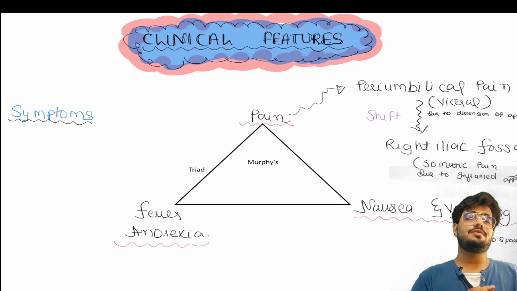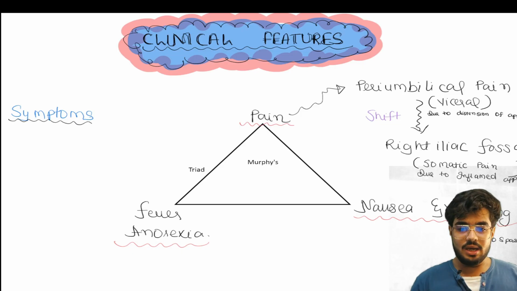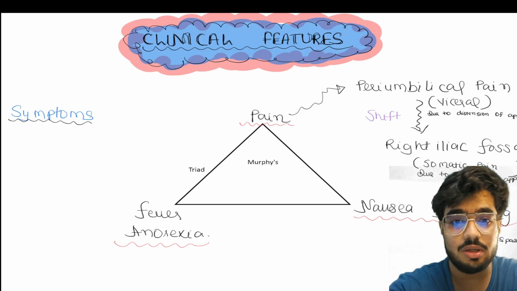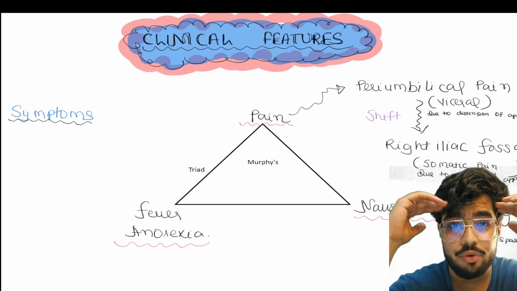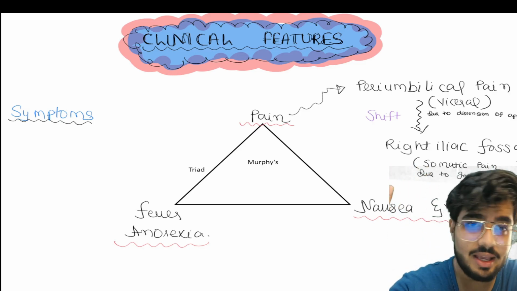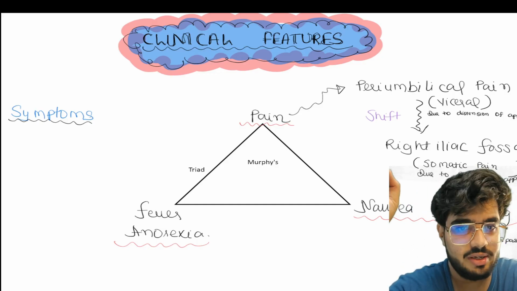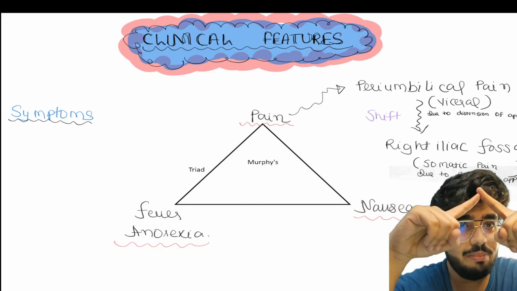Now, clinical features. Imagine you are in a hospital or in an OPD, and a patient comes to you. How are we going to diagnose, like how are we going to think whether this is appendicitis or not? What are the symptoms? There is a triad called Murphy triad. First, there will be pain.